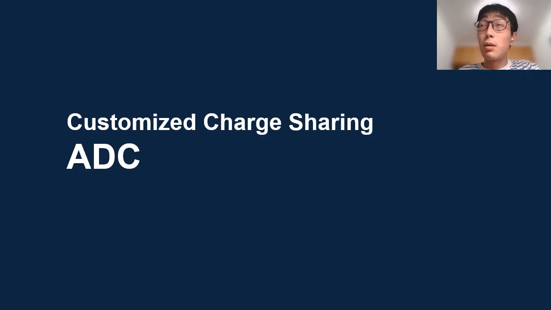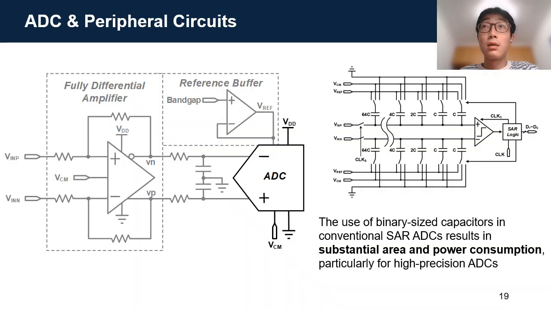Okay, so far, we've finished the array part by adopting cascaded charge sharing, which enhanced both flexibility and efficiency. Now, let's move on to the ADC and see how a similar idea can be applied. Here, let me introduce our customized charge sharing ADC. Before that, I need to explain the conventional ADC and the challenges in in-memory computing applications.